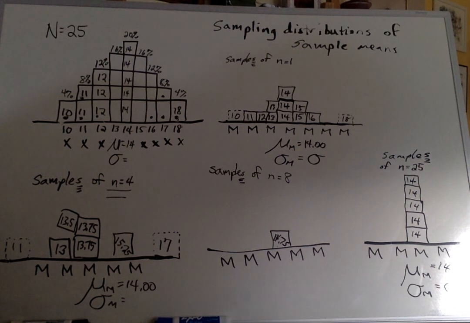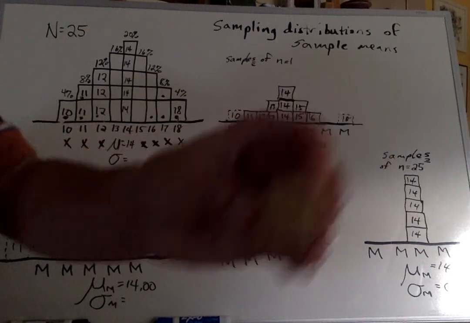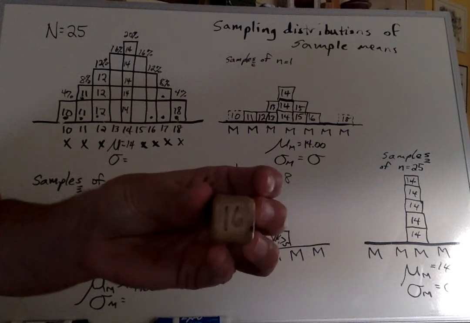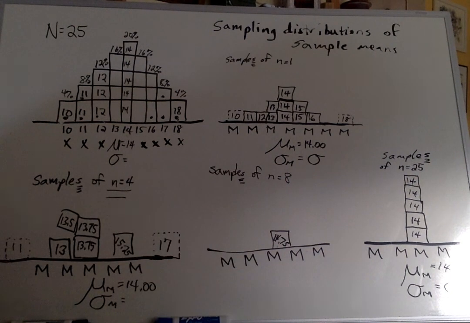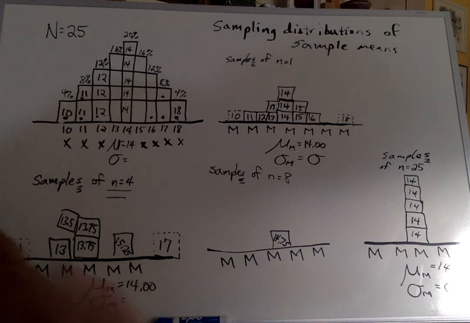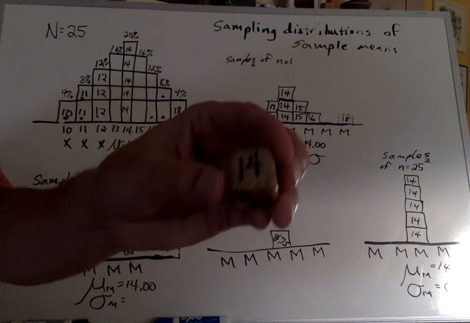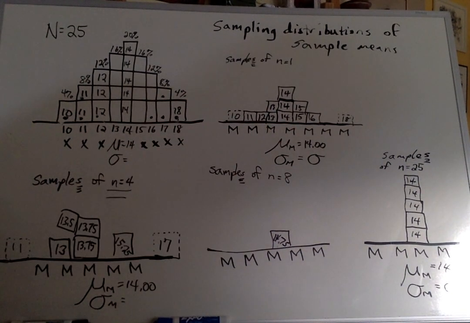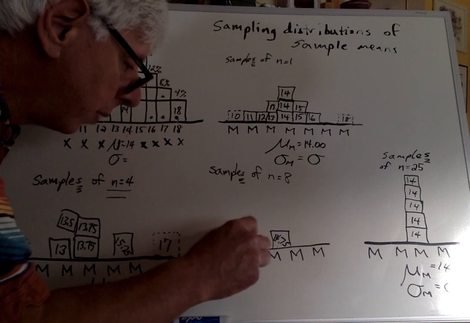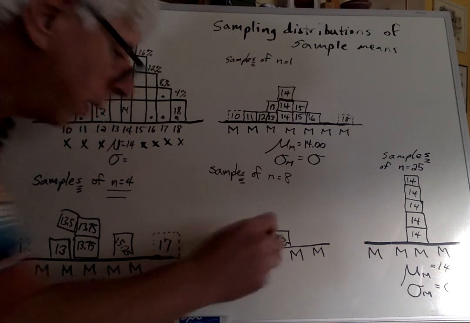Calculators at the ready. 16 plus 13 plus 16 plus 13 plus 10 plus 14 plus 12 plus 14 equals, divided by 8 equals 13.5. 13.5. Plot that.